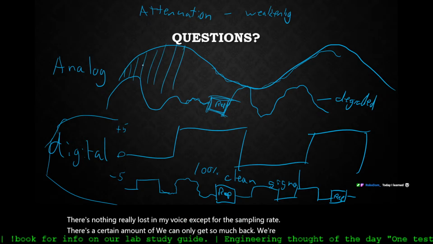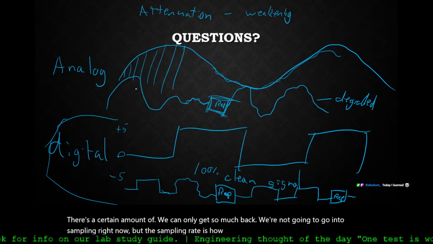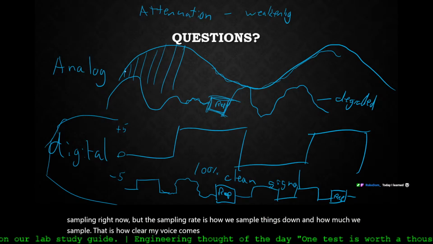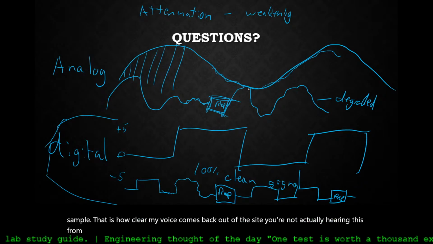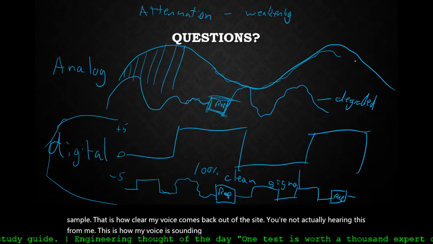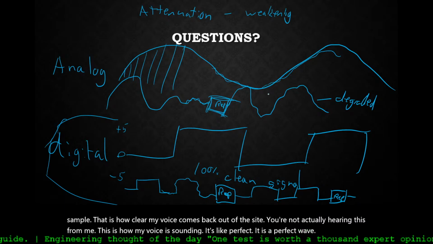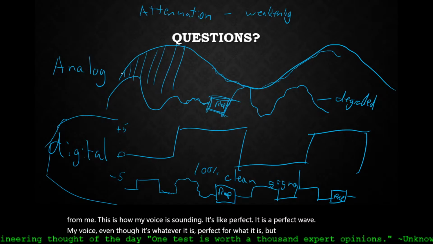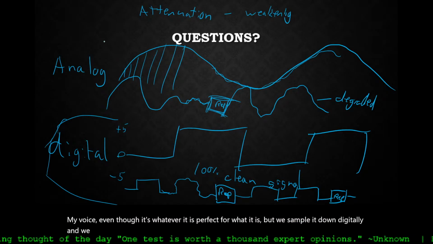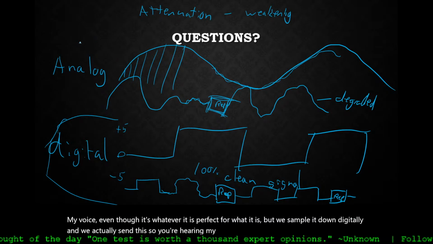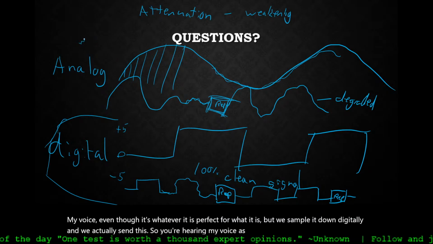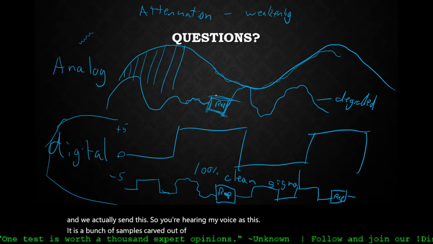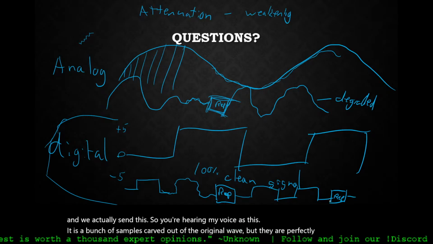We're not going to go into sampling right now, but the sampling rate is how we sample things down, and how much we sample is how clear my voice comes back out of the other side. You're not actually hearing this from me. This is how my voice is sounding. It is a perfect wave. But we sample it down digitally, and we actually send this. So you're hearing my voice as this. It is a bunch of samples carved out of the original wave, but they are perfectly clean when they get over there.